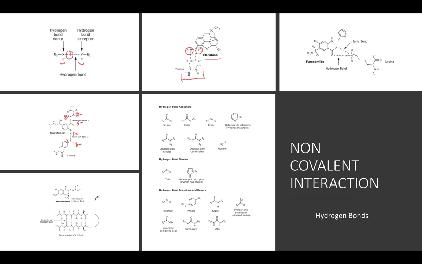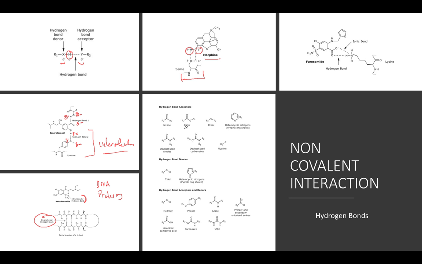Now, these hydrogen bonds are very important to help in maintaining the structural integrity of DNA and proteins, as they can form both intramolecular and intermolecular bonds between two different molecules. So this will be an intermolecular hydrogen bond, and this is an intramolecular type of hydrogen bonding. It forms within the same molecule.